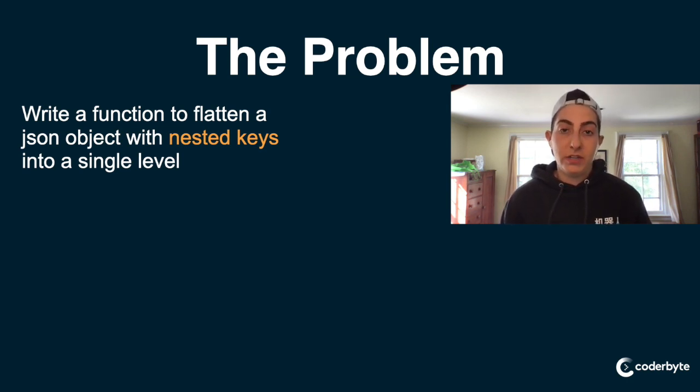And essentially, we want to still retain the structure of the JSON. We want to know that something might have been deeply nested, but we want to have everything in a single level in the JSON. So let's look at an example really quick.